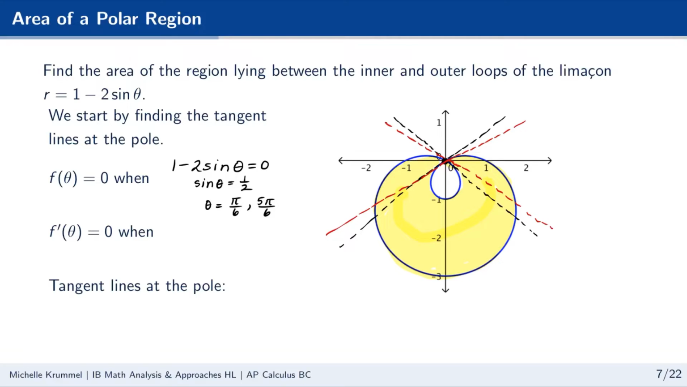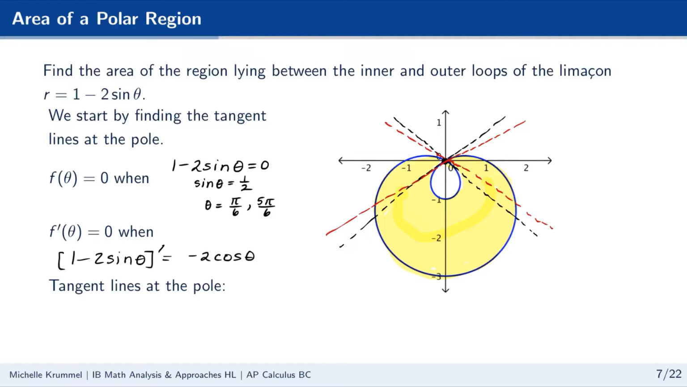Okay, now we do want to verify, and hopefully it's true because graphically it looks like I have found the 2 that I'm looking for, but we want to verify that the derivative is not 0 at these values of theta. So we will find the derivative of r, and the derivative of 1 minus 2 sine theta is negative 2 cosine theta.